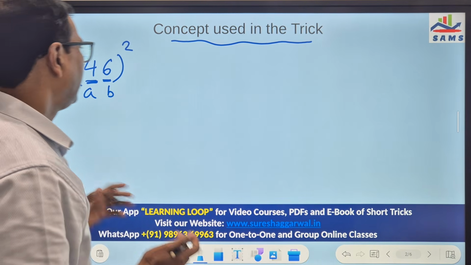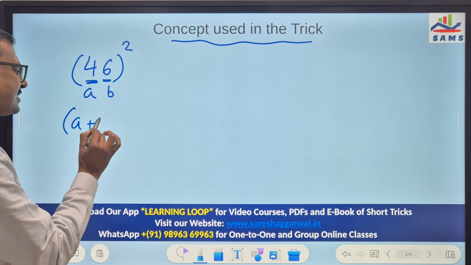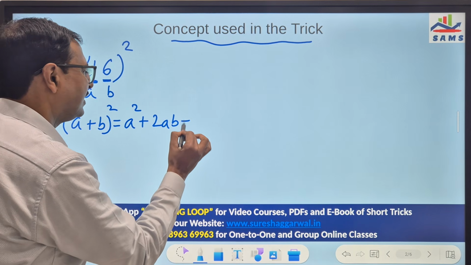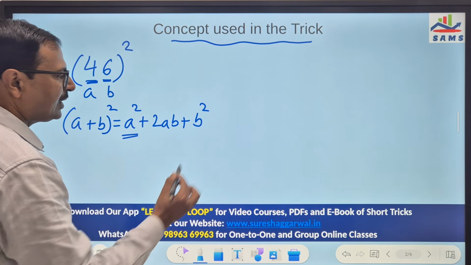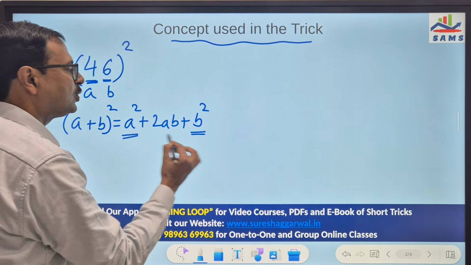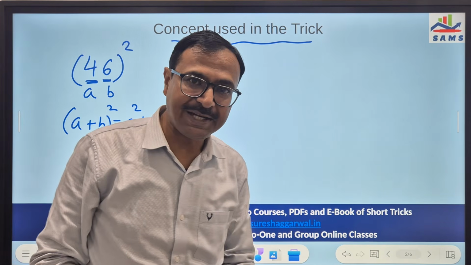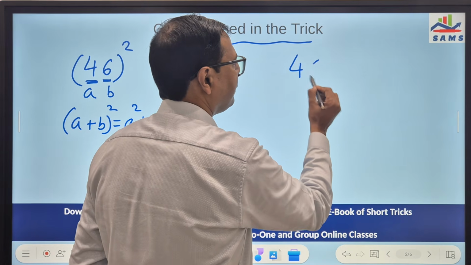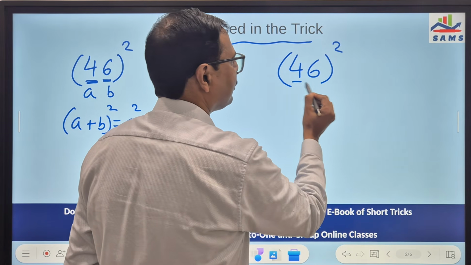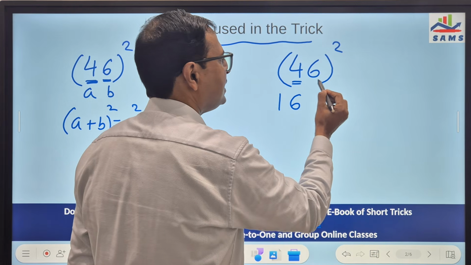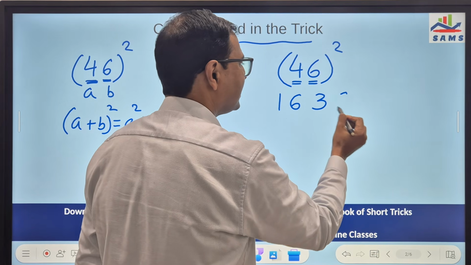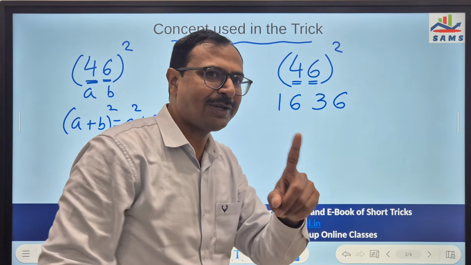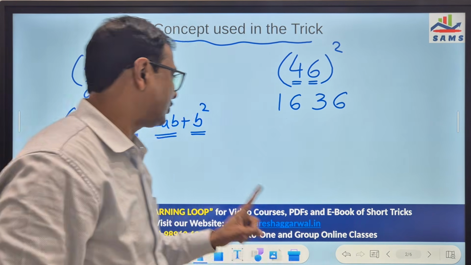So what do I do? If I know the identity (a plus b) whole square is a square plus 2ab plus b square, then you should know what is a square, what is b square and what is 2ab. So if you know these three terms, then the square of 46 is not going to bother you. Why? Because a square, 4 square, is 16, and b square, 6 square, is 36. Write these two squares next to each other like this, but this is not the final answer, right? Because we are still missing 2ab.